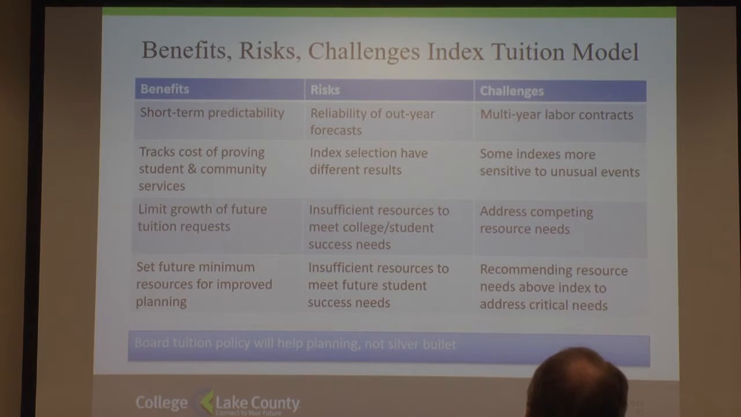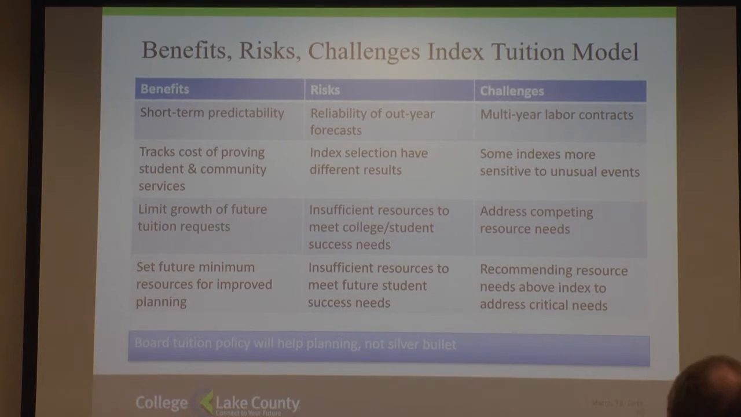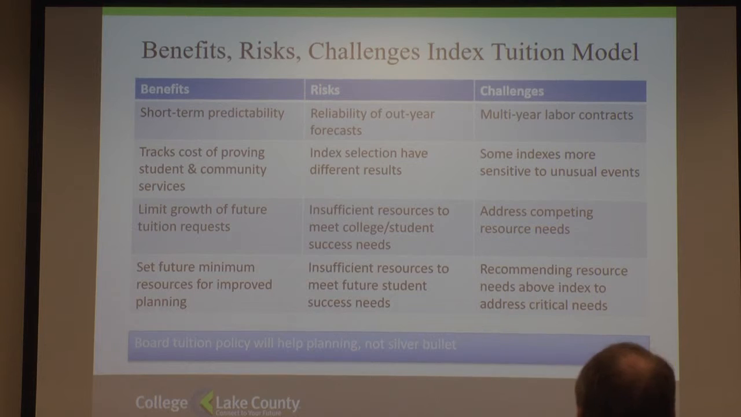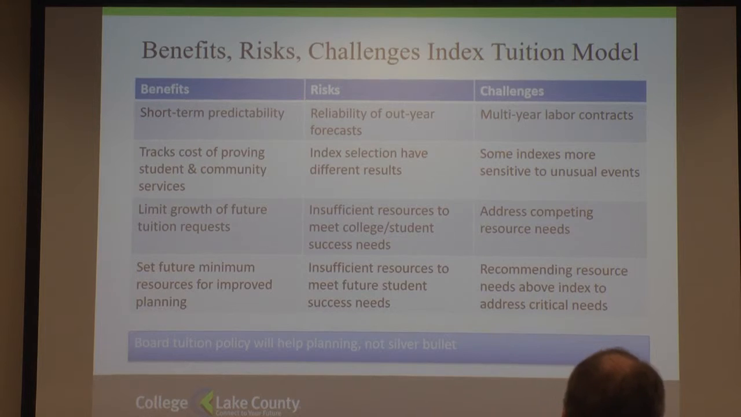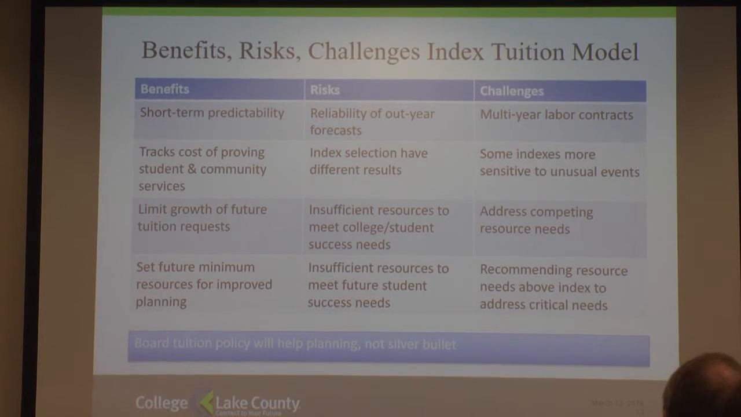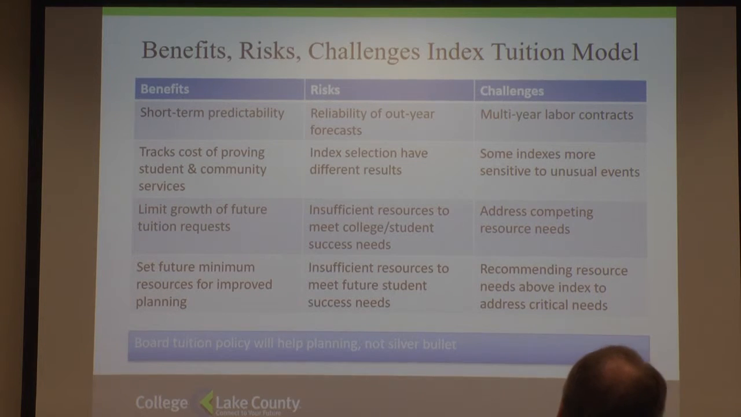And then finally, I just thought about looking at some of the benefits and the risks and the challenges of the different approaches. From the benefit side, there's a certain short-term predictability to an index approach. It certainly helps us track the cost of providing our student and community services. We know it does limit the growth of our future tuition requests because it's an index constraining our ability to go above it. But it also sets future minimum resources for improved planning, so that's certainly a potential benefit. And then the risks and the challenges are noted there.